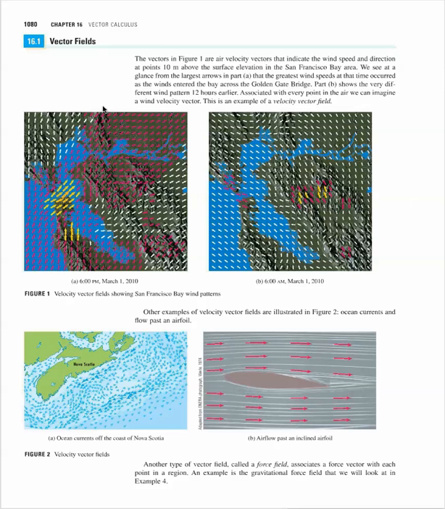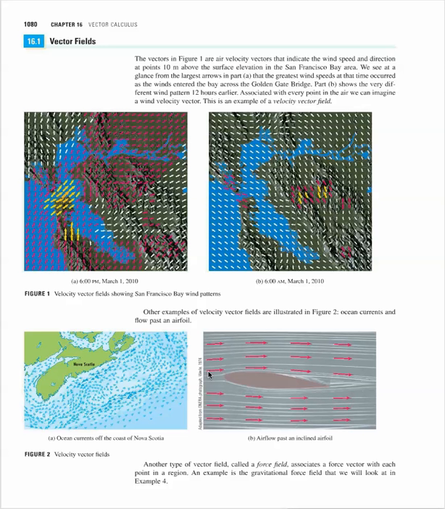What we have here on page 1080 is just a number of pictures of various vector fields. Your book gives some examples of vector fields, and it's introducing something it's calling a velocity vector field, where you have air moving around a region, or water flow throughout a region, and you're recording the velocity of each point of air or water in the region. And so your book calls this a velocity vector field.